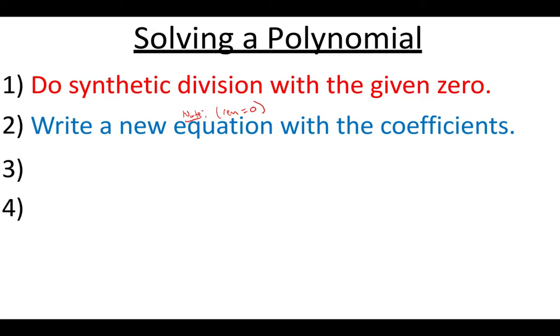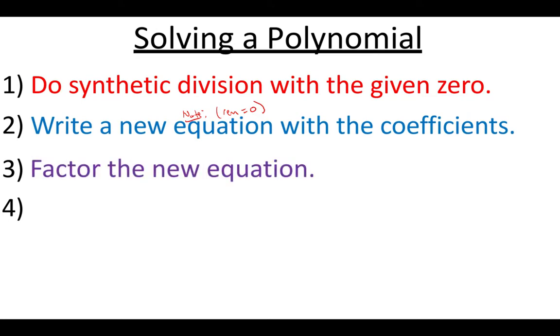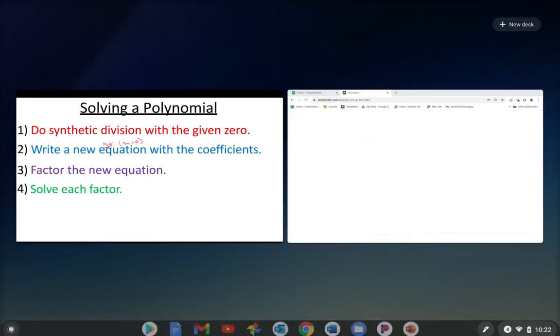Remember when you do that you also have to subtract 1 from the original highest exponent. And then we're going to take that new equation and we're actually going to factor it. And then after we factor it, we're just going to set each one of those factors equal to 0 and solve it. So let's go ahead and dive in and do some of these.